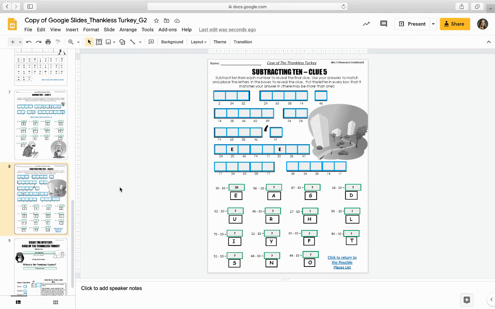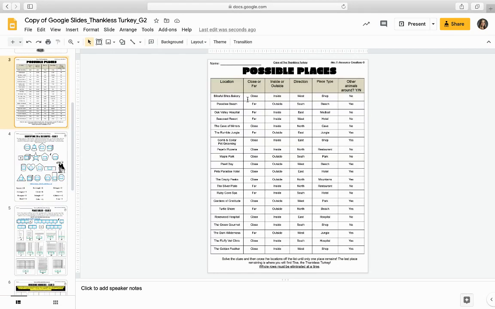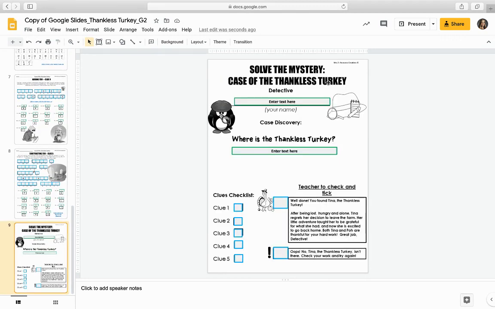Then, once you go back to your list and you cross off all the ones that it could not be, you're going to solve. So it says enter your name. You were the detective. So I would write Mrs. Bean. And then you're going to write, where is the thankless turkey? You should have solved it.